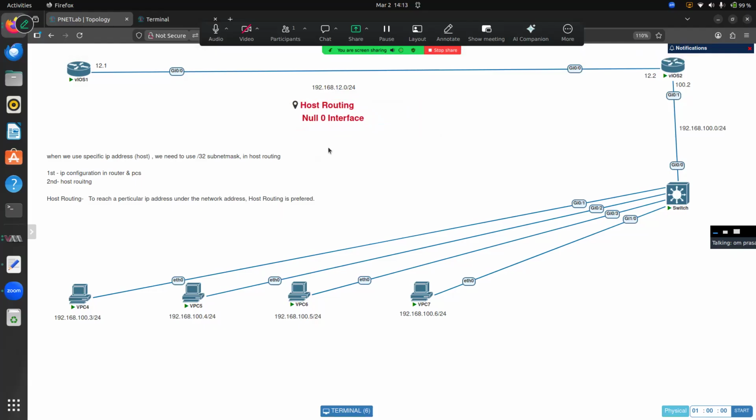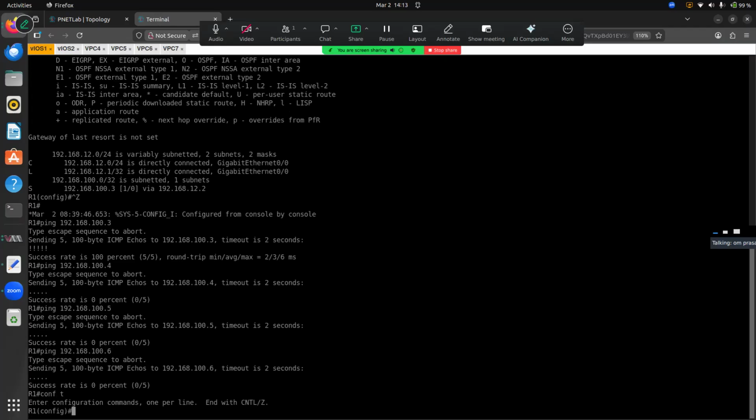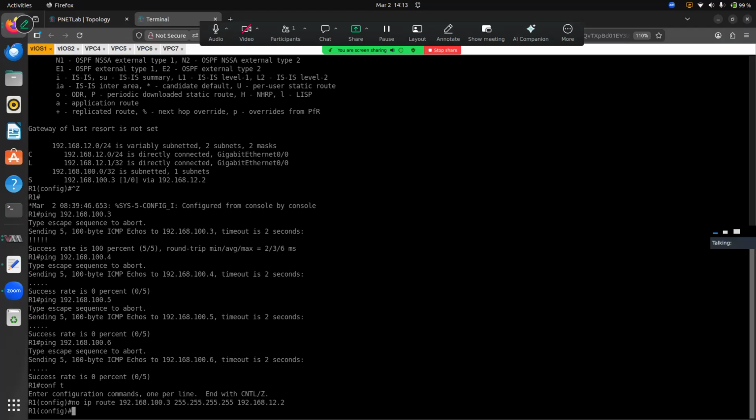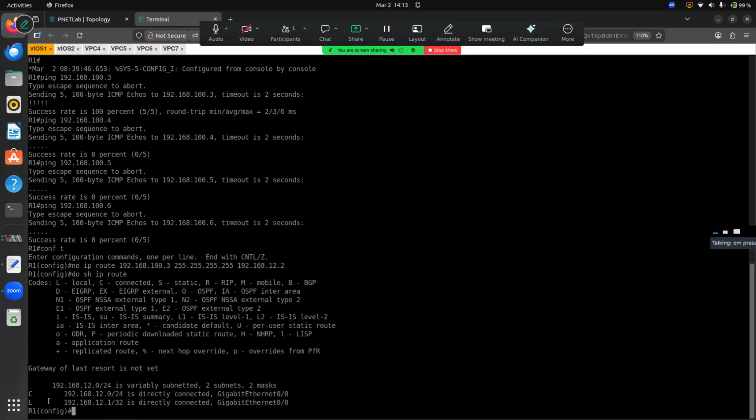Null zero interface. What is null zero interface? Before that, I'm going to remove this configuration. I configure this host route. Let's check the routing table. Okay, you see the directly connected network.